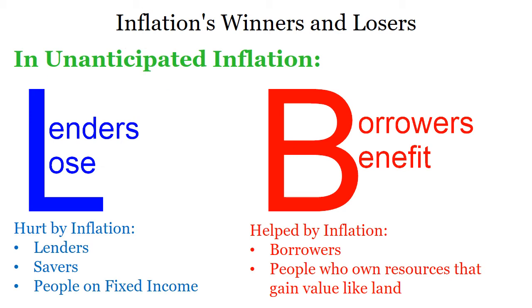Other groups of people that are hurt by unanticipated inflation. So we had lenders. Also, savers. Because if savers have money sitting in the bank and there's really high inflation, the purchasing power of the money they have in their savings account goes way down. So elderly people, people on a fixed income, meaning you have a set budget that you can only spend this much a month. Well, if prices are going up, up, up, you can't keep up with all of that stuff. So they're going to be hurt by high inflation.